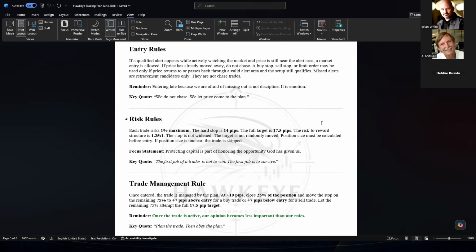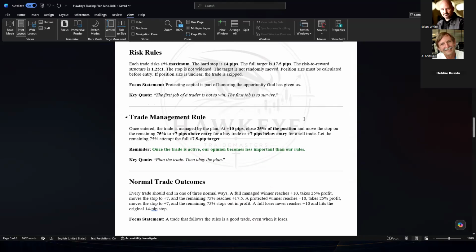So basically, our entry rules are we're not going to chase. We're going to wait for the price to come to us and trade the plan instead. Our risk rules are very, very simple. Now, at any time, Al can change his trade plan, but he's going to have to write it in here. Right now, we're going to risk 1%. The hard stop is always going to be 14 pips. The target's going to always be 17.5 pips.